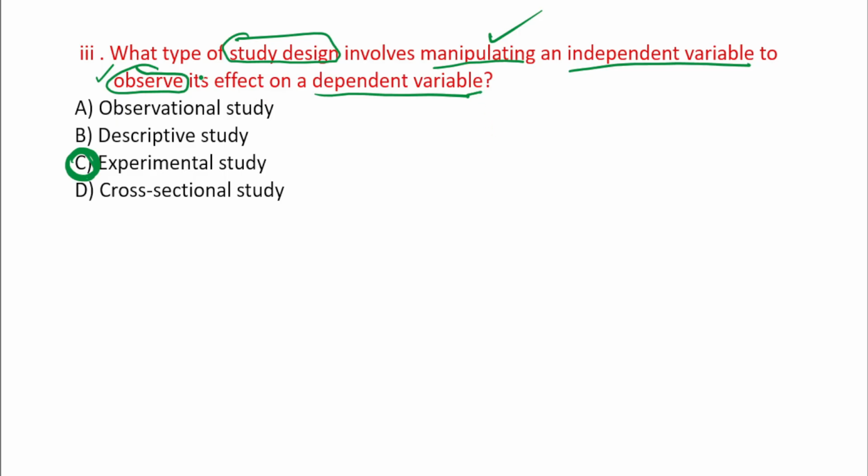So once again I will repeat the question and the answer. What type of study design involves manipulating an independent variable to observe its effect on the dependent variable? What are you doing? You are manipulating. So you are doing some sort of experiment. So this is an experimental study. Please remember the question and also the answer.